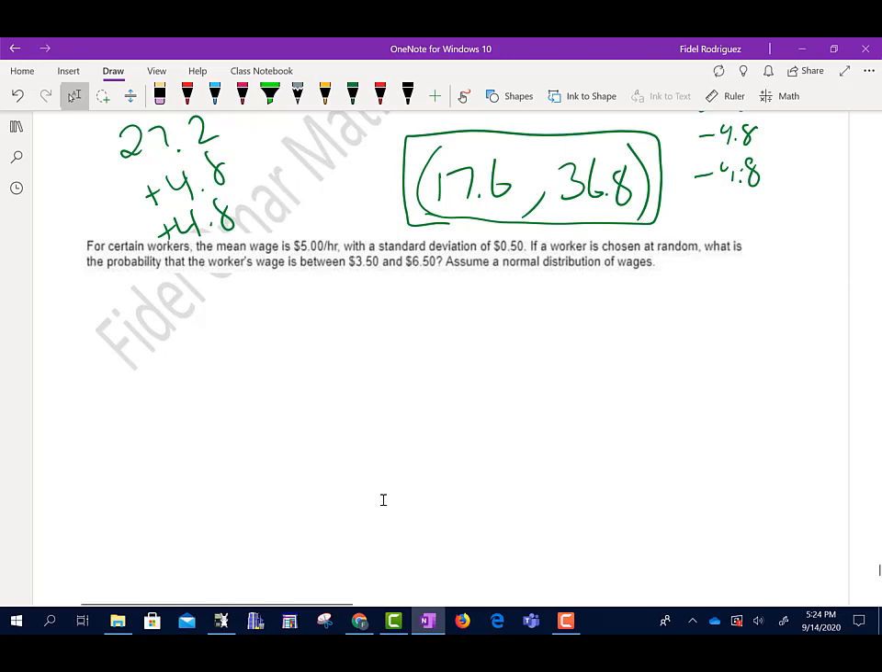All right, the next problem says for certain workers, the mean wage is $5 an hour, with a standard deviation of 50 cents. If a worker is chosen at random, what's the probability that the worker's wage is between $3.50 and $6.50? So we're going to take $5, and start subtracting 50 cents until I get to that number.